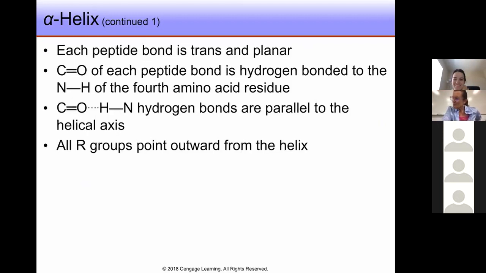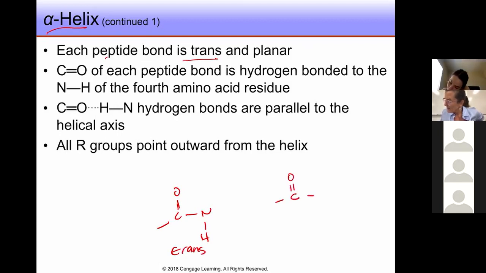Okay, so alpha helix, each peptide bond is trans. By trans, they mean the O is on the opposite side of the NH. This is trans. A cis peptide bond would look like this, and they almost never happen. I don't know of cis peptide bonds in proteins.